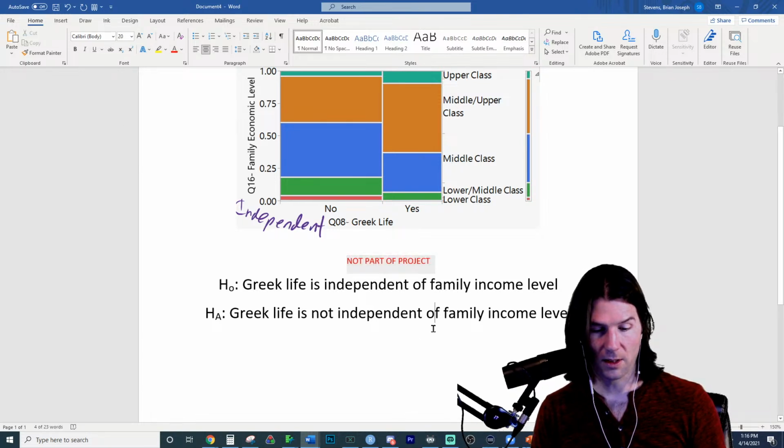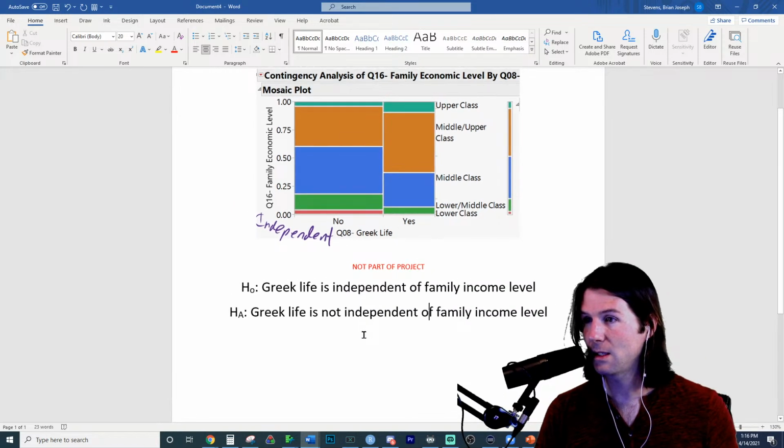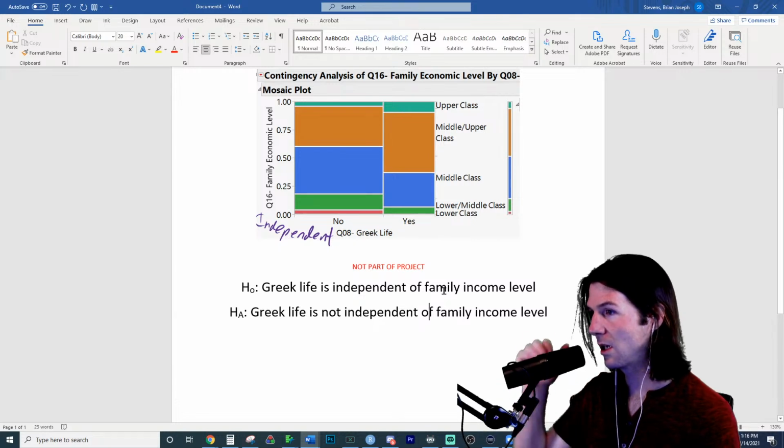This is not part of the project. So the null is that Greek life is independent of family income. The alternative is that Greek life is not independent, meaning there is an association.